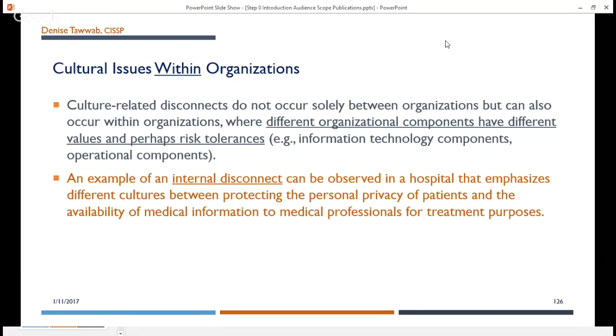Now, cultural issues within organizations. Culture-related disconnects don't occur solely between organizations, but can also occur within organizations where different organizational components or business units have different values and perhaps risk tolerances. An example of an internal disconnect can be observed in a hospital that emphasizes different cultures between protecting the personal privacy of patients and having medical information available to medical professionals for treatment purposes. I think I bungled that sentence.